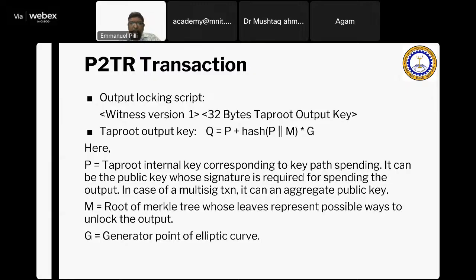P is taproot's internal key corresponding to key path spending. It can be the public key whose signature is required for spending the output, right? In case of a multi-signature transaction, it is an aggregate public key. What is M? M is the root of the Merkle tree whose leaves represent the possible ways to unlock the output, and G is the generator point on the elliptic curve. So that is something that you can look at, right? So that's what can be thought of, right?